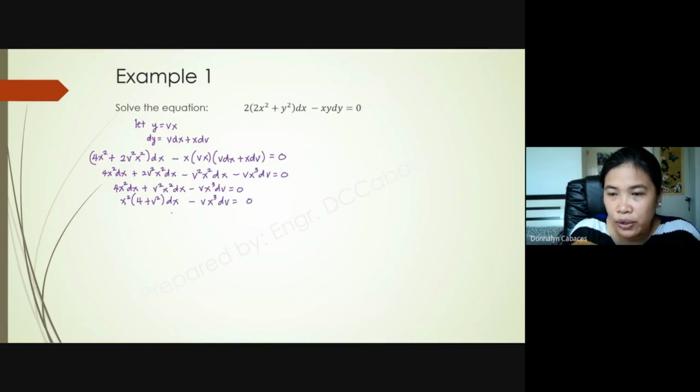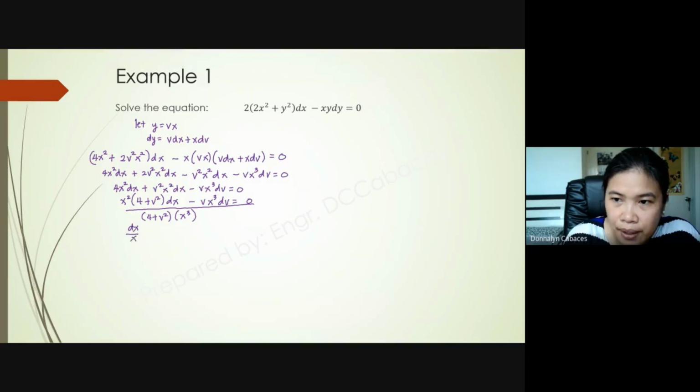The resulting equation now is a separable equation. So how can we separate x from v? We divide both sides of the equation by those factors not needed in the term, 4 plus v squared and x cubed, which resulted now to dx over x minus v over 4 plus v squared dv is equal to 0. And now we integrate all terms of the equation.